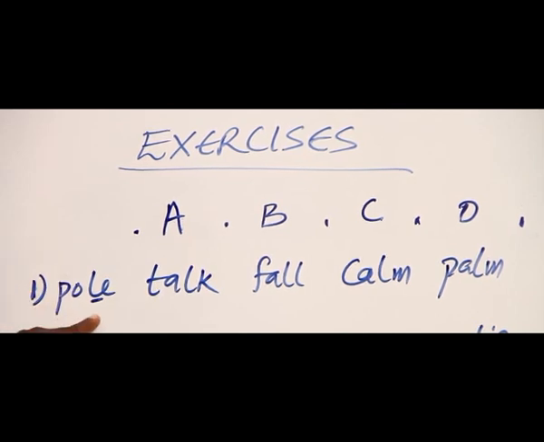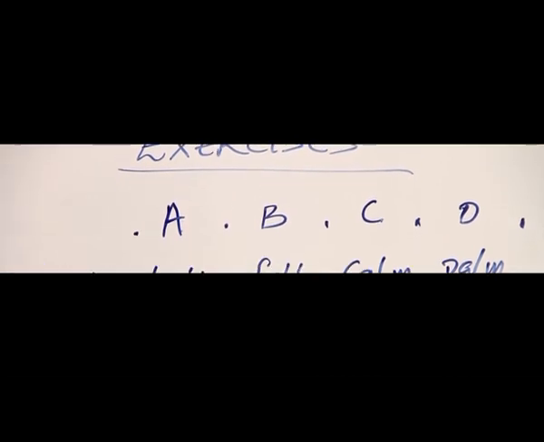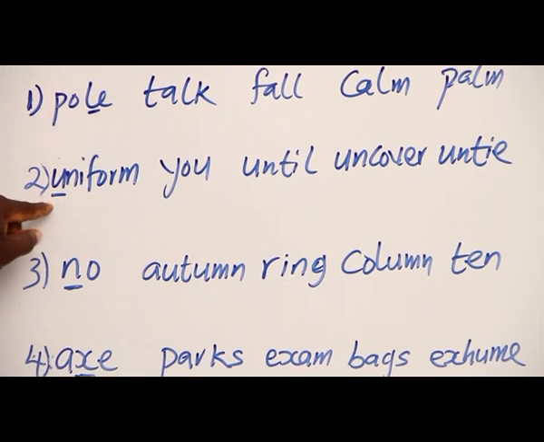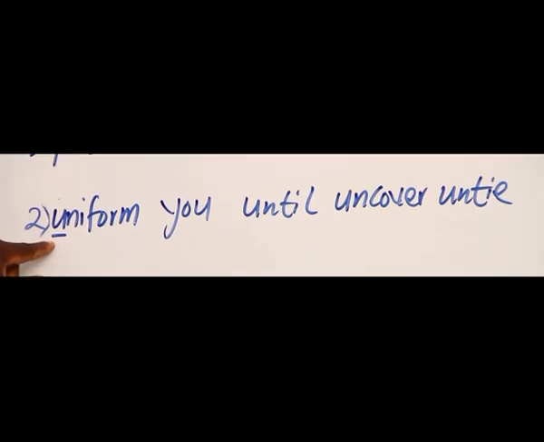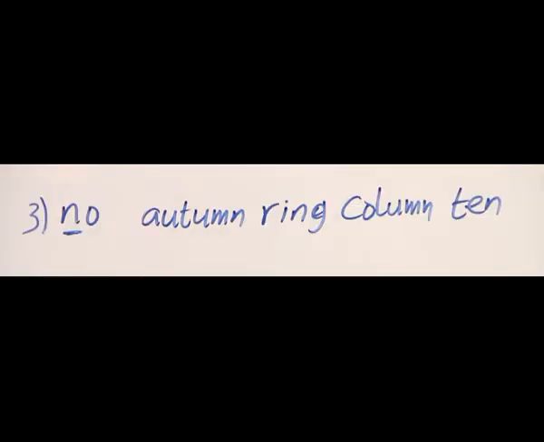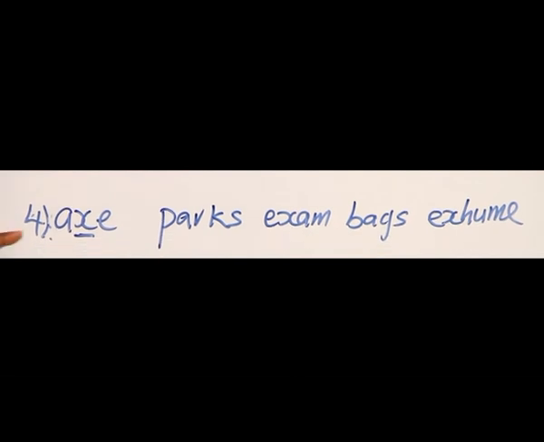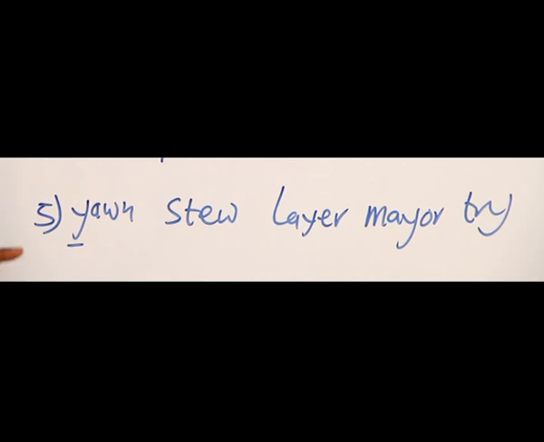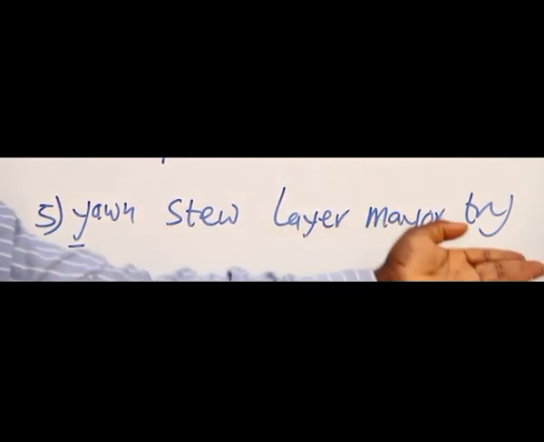Look at the underlined letter L, and then these are the options. Question number 2. The underlined letter is U, that is unique, and then these are the options. Question number 3. Underlined letter is N, and then these are the options. Then we'll have question number 4. Underlined letter is X, and then you have your options. And question number 5, the underlined letter is Y, and then you have your options.